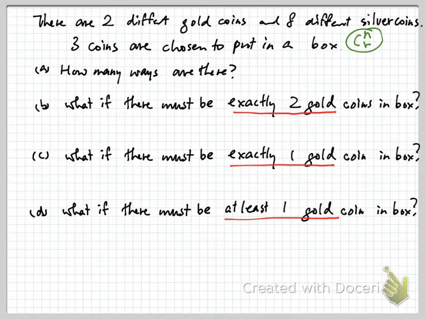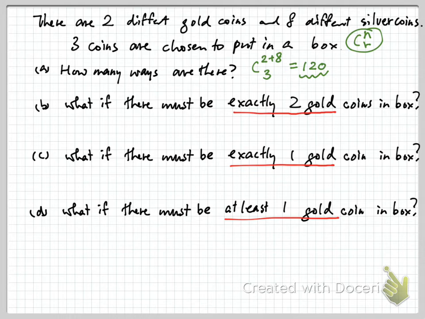Regardless of the color, we have 10 coins. 2 plus 8, 10 coins altogether, and we choose 3 of them. So the answer is 10C3, and it is 120. There are 120 ways to put 3 coins into a box from a pool of 10 different coins.